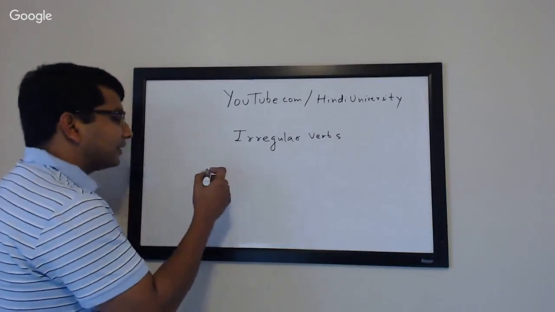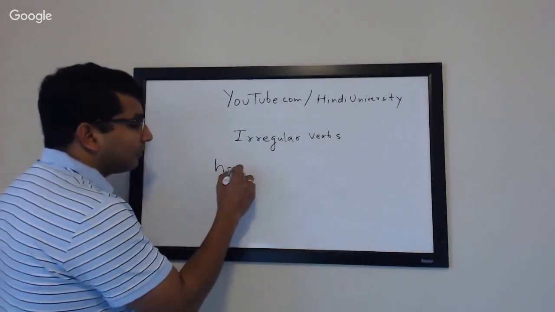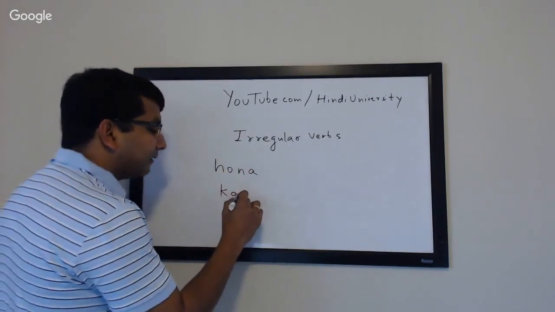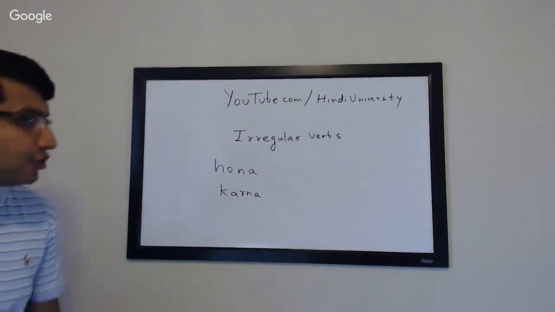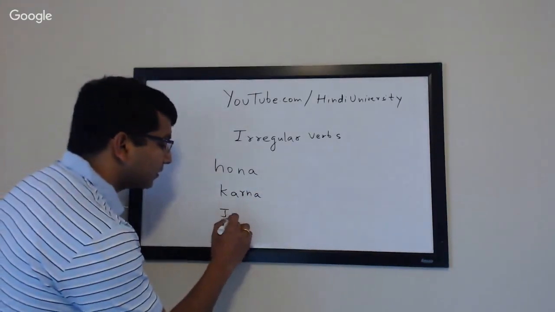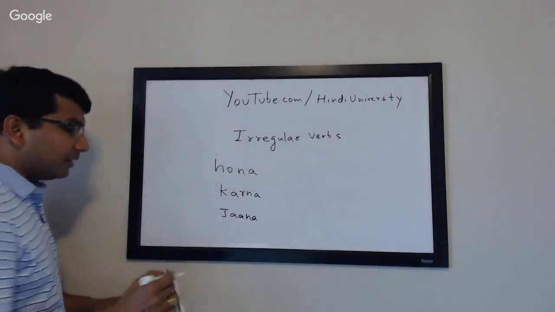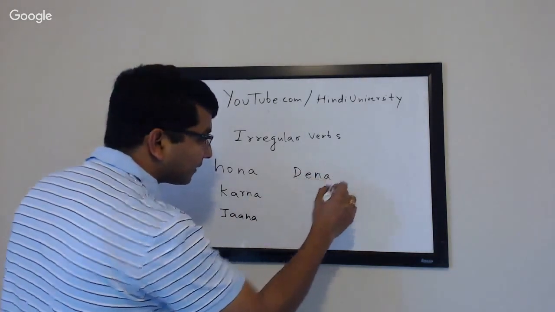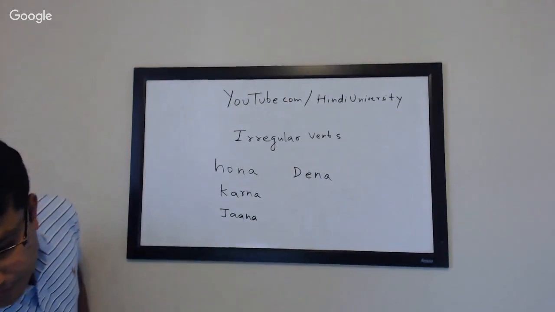So far, in the last 3-4 classes, we picked up on the irregular verb called hona. We've studied irregular verbs like karna. We briefly spoke about jana as well on the irregular verb side, and in the last lecture we learned about dena. I hope all of you remember the various topics that we covered in the irregular verbs.